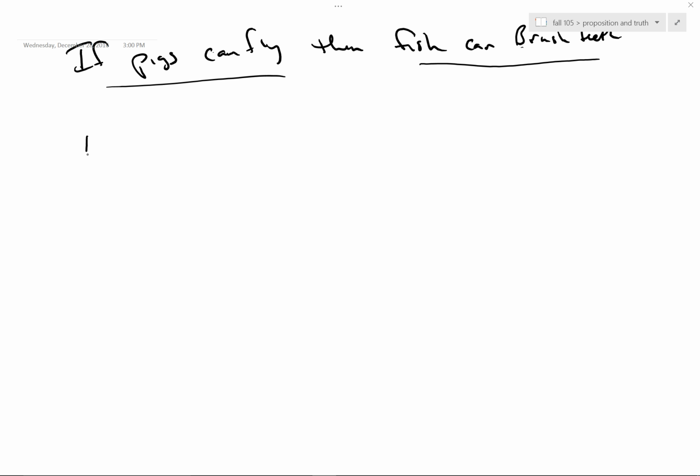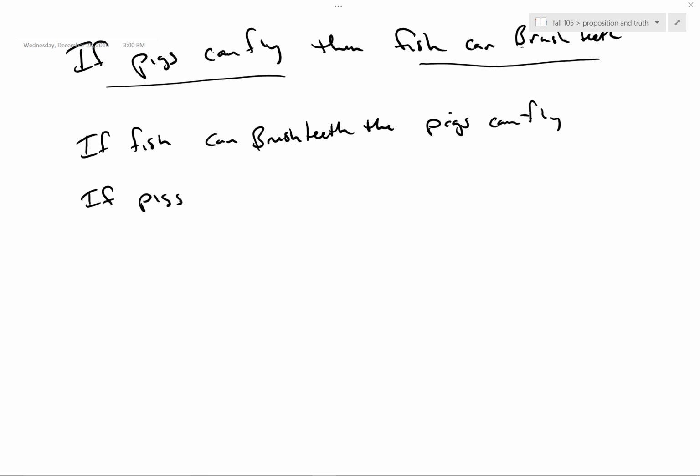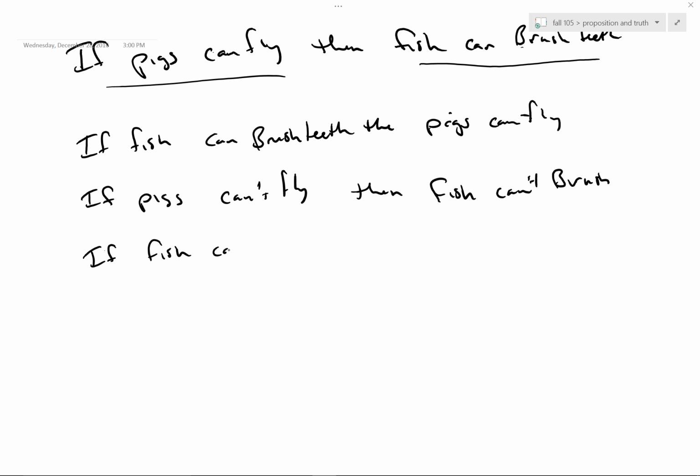So the converse, of course, is if fish can brush teeth, then pigs can fly. That is the converse. The inverse, if pigs can't fly, then fish can't brush. And the contrapositive, if fish can't brush, then pigs can't fly. Okay? And again, you're just stating it out in that manner to see where you're ending up.